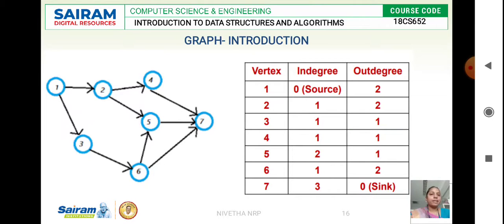Similarly, when you go to 2, you have an in degree of 1, that is 1 to 2, and an out degree of 2, that is 2 to 4 and 2 to 5. When you go with 3, it has 1 in degree and 1 out degree, that is 1 to 3 is the in degree and 3 to 6 is the out degree. In case of 4, you have 1 in degree and 1 out degree, that is 2 to 4 is the in degree and 4 to 7 is the out degree. When you consider 5, you have 2 in degree, that is 2 to 5 and 6 to 5, and 1 out degree, that is 5 to 7. This is how you calculate the degrees of a given graph.